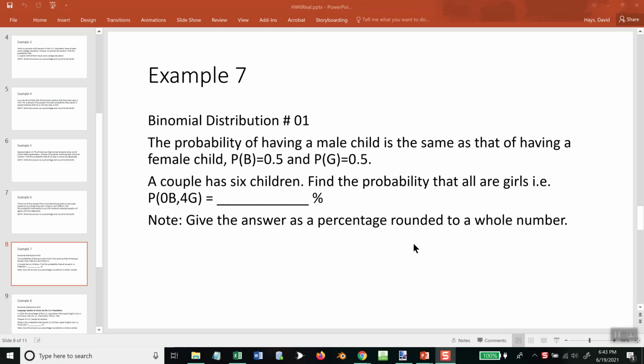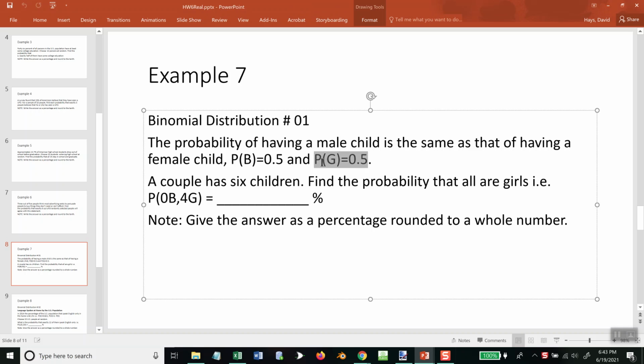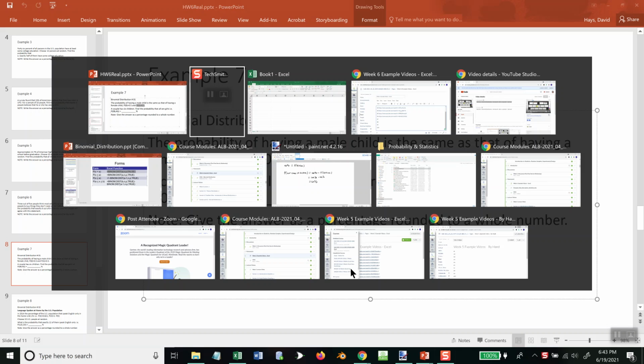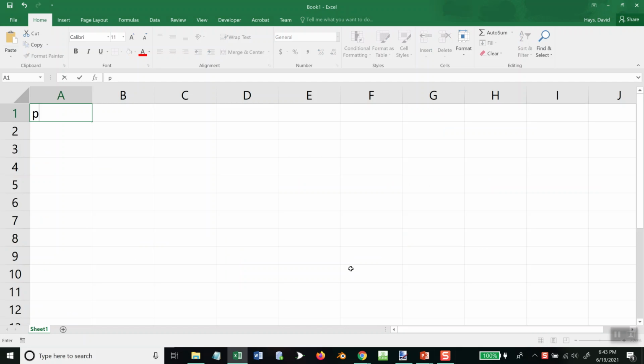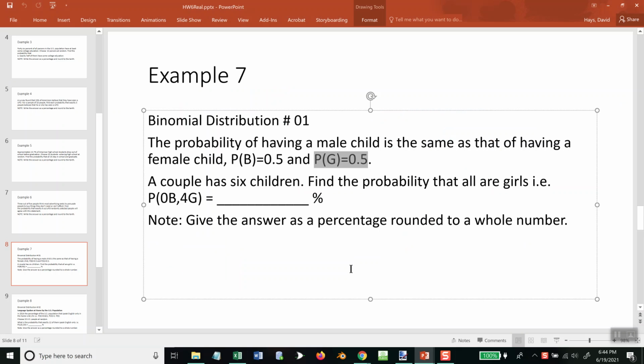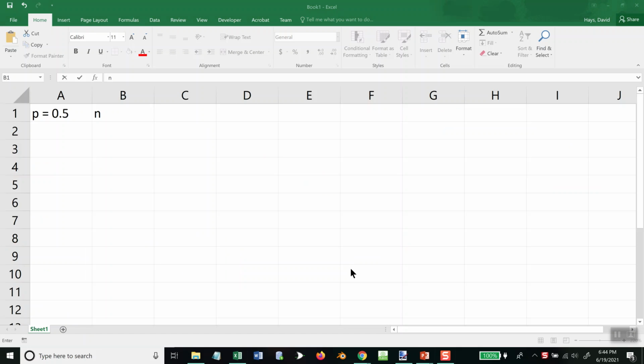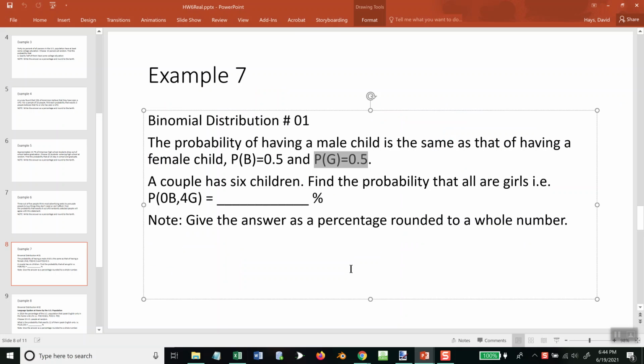So we're studying girls, which doesn't matter because they're the same, but our P is going to be 0.5 for the girls. So P is 0.5. And N, the couple has 6 children, so we're studying N equals 6. And it said find the probability that all are girls.